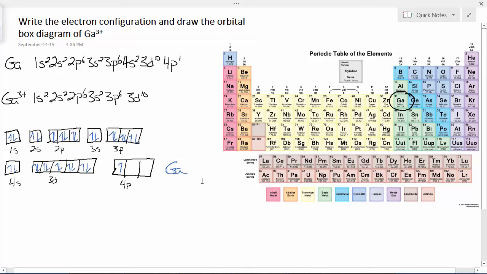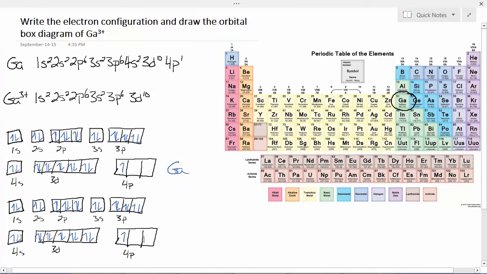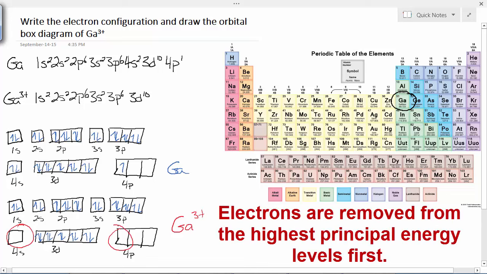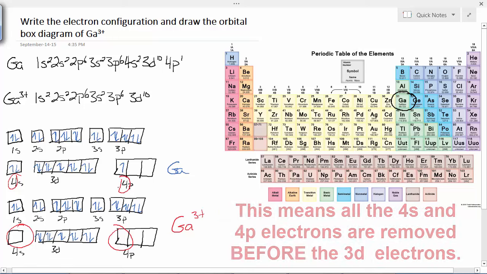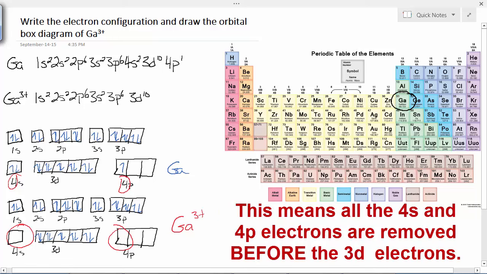Now, to make gallium 3 positive, I need to take out the 3 valence electrons in gallium. Valence electrons are found in the highest occupied principal energy level. So this is 4 rather than 3. So I'm actually going to remove the 3 electrons present in energy level 4. That leaves the 3d intact, 3 positive. This is saying that the electrons are going to be removed from the highest principal energy level first. So in this case, it's energy level 4. And that all the 4s and 4p electrons are removed before any 3d electrons are ever touched. This goes for any atom.